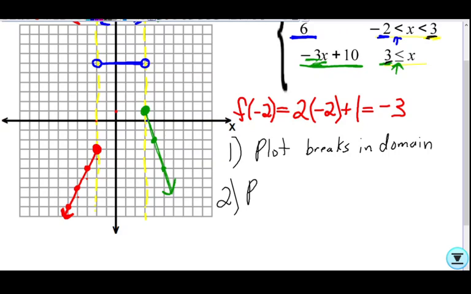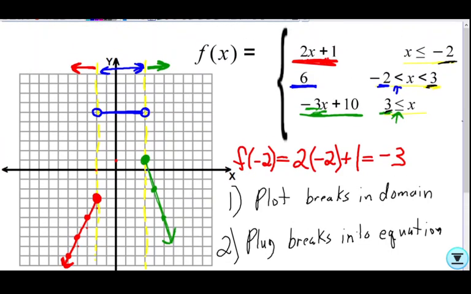Step 2, plug the breaks into the equations. So the first thing that you're going to do after you draw those lines is like we did here. We plugged -2 into this function to find out where it was on this line, this point right here. We did the same thing for this one and this one and the green one. We plugged 3 into the equation to find where it is on the line, okay?